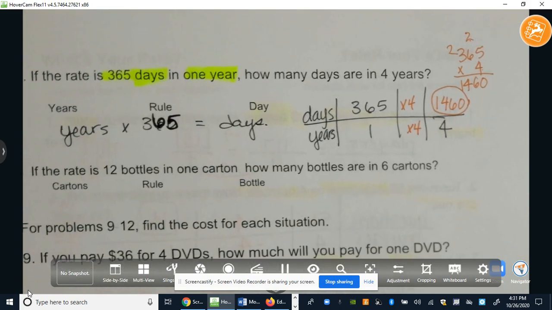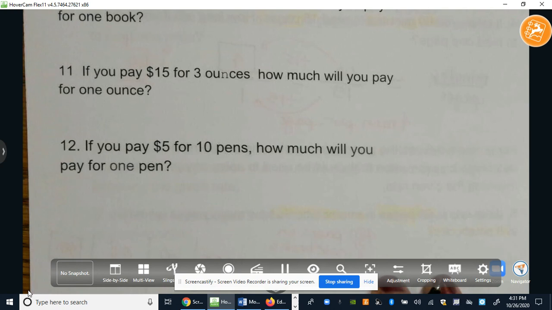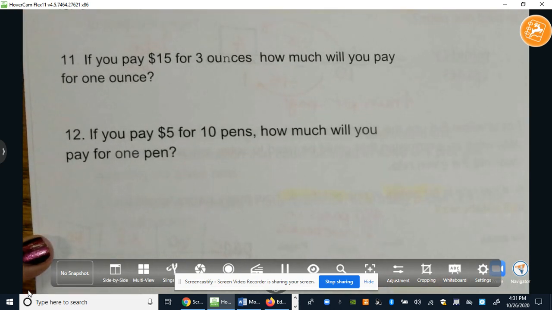All right. So 8, 9, 10, 11. I want you to go ahead and make sure you're doing those. Also, stop right here. I want to look at number 12. I'm going to set up number 12, but I need for you to look at it.